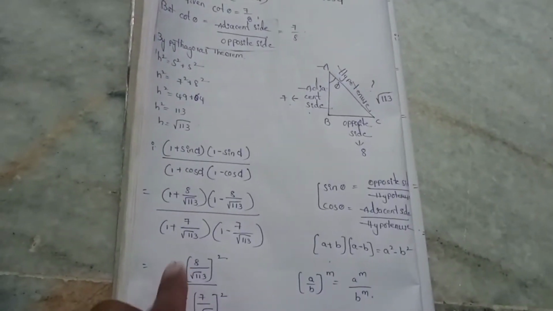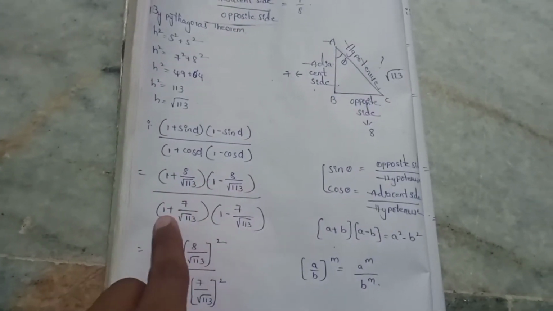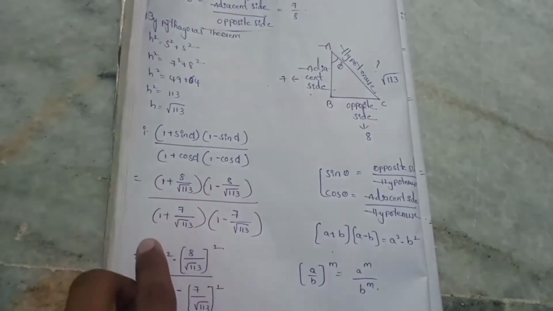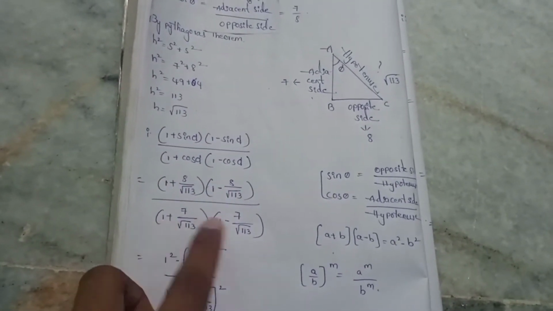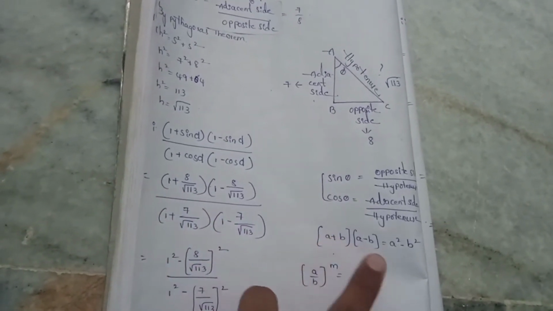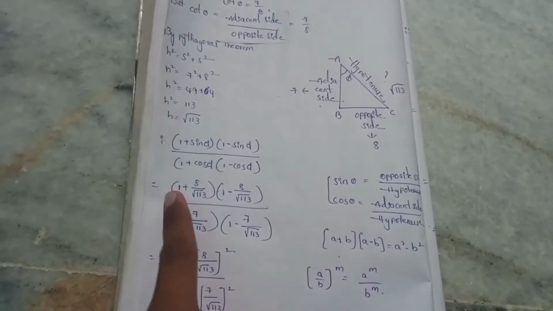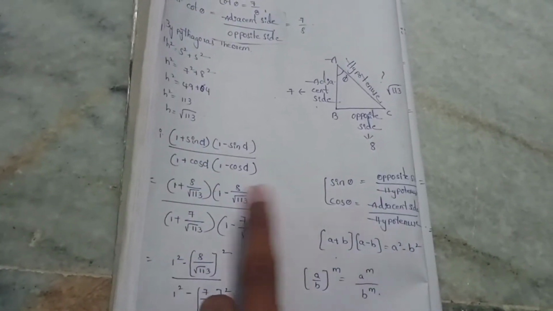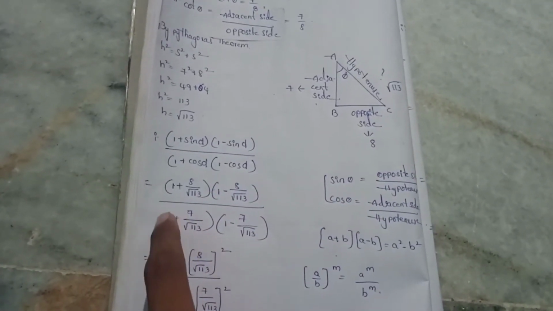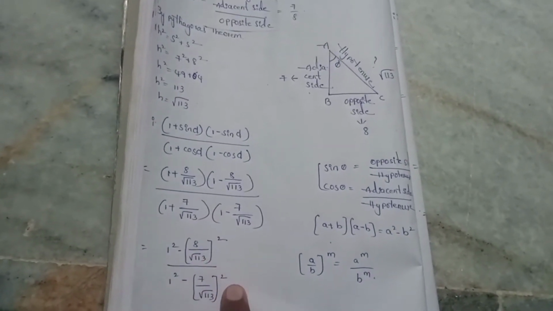Observe this: A plus B, A minus B. In the numerator the A signs are equal and the B signs are equal. In the denominator also the A signs are equal and the B signs are equal. This is in the form (A plus B) into (A minus B), which is A square minus B square. Here A is 1, so 1 square minus B square, which is 8 by root 113 whole square, divided by 1 square minus 7 by root 113 whole square.